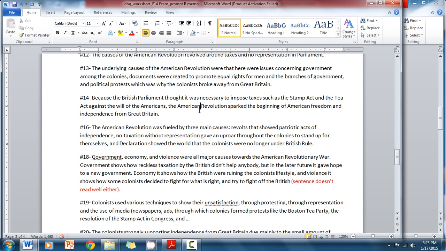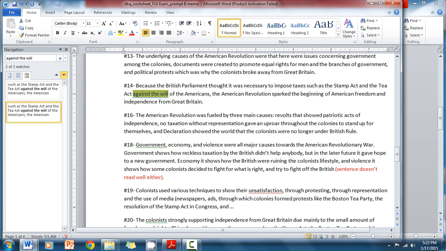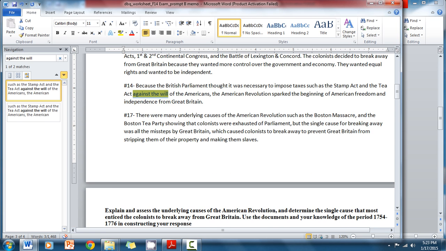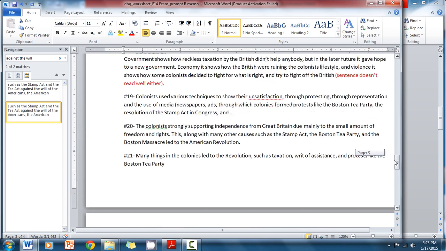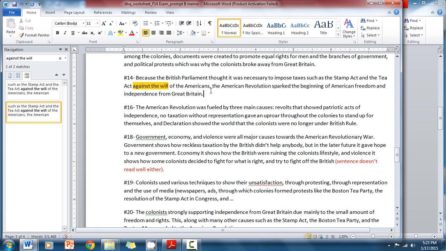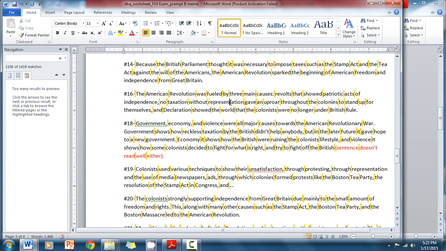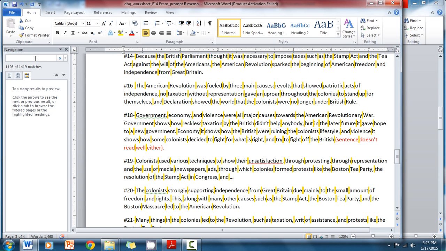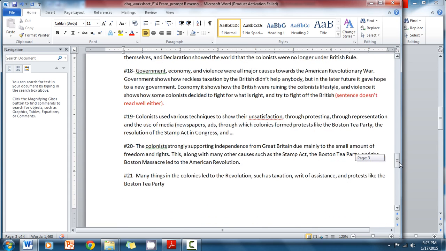Yeah, that's... And what's a little crazy here... Let me see. One of the things, and this is real obvious, but, oh, we already kind of talked about that. Okay, that's fine. We looked at your thesis from another angle. So, and don't forget here to add the single cause that most enticed the colonists to break away. You need to add that as well to your thesis. That's not evident.